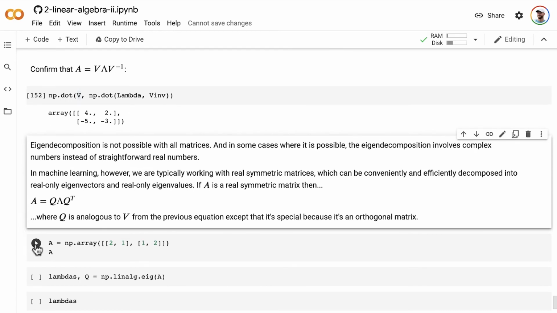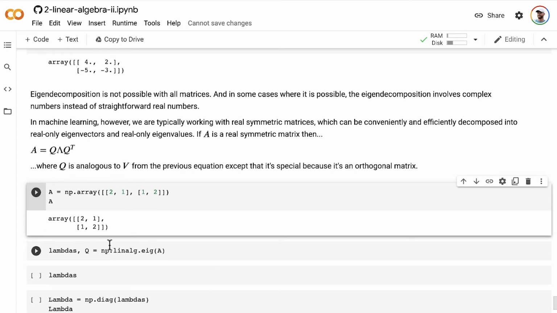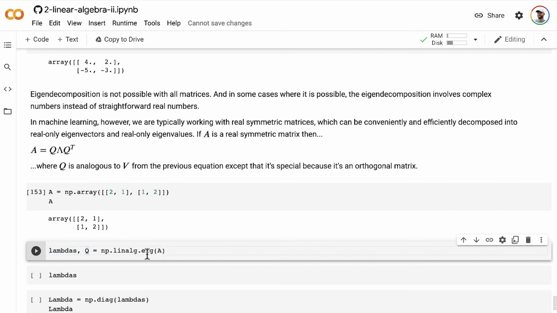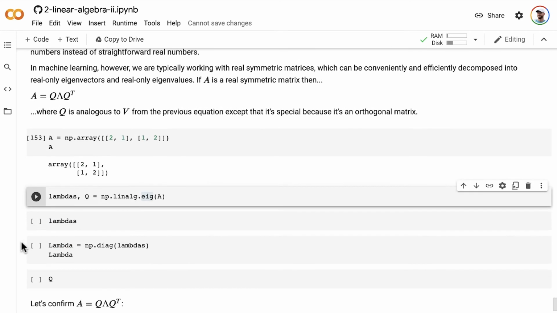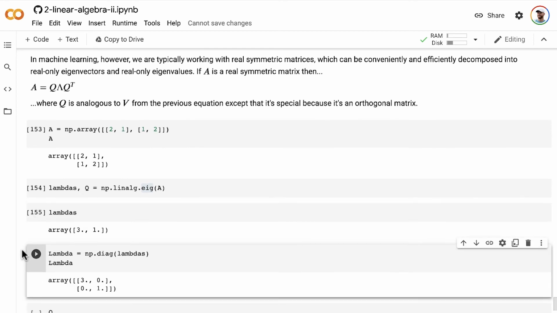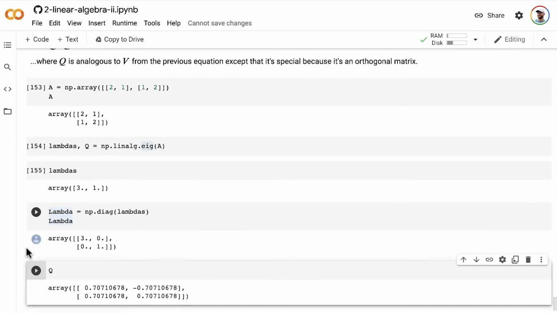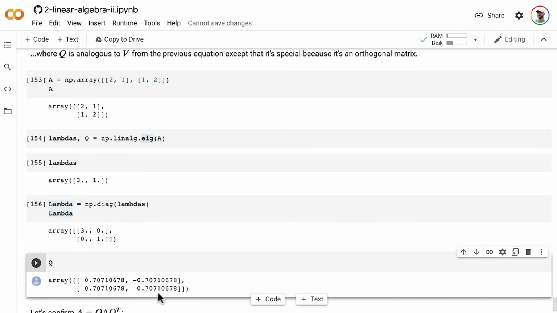All right, so let's create a real symmetric matrix. So here we go. It's symmetric when we flip over the main diagonal. We get the same matrix again if we transpose it. So now when we identify the eigenvalues and eigenvectors using the eig method, great, here are our eigenvalues. And here they are in a diagonal matrix, lambda, with a capital L. And we have our Q, which is our two eigenvectors, 1 and 2.